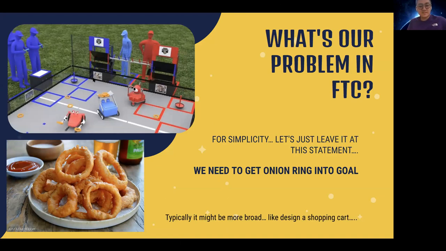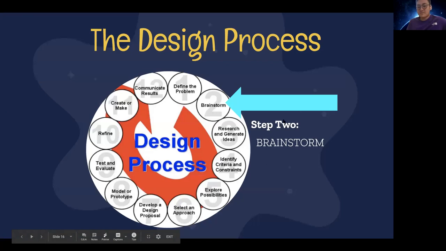Sometimes this might be just a very broad statement. Sometimes, like in the IDEO video, it's just designing a shopping cart. We have problems with the shopping cart. We need to design a solution to fix that problem. So the second step is brainstorming.